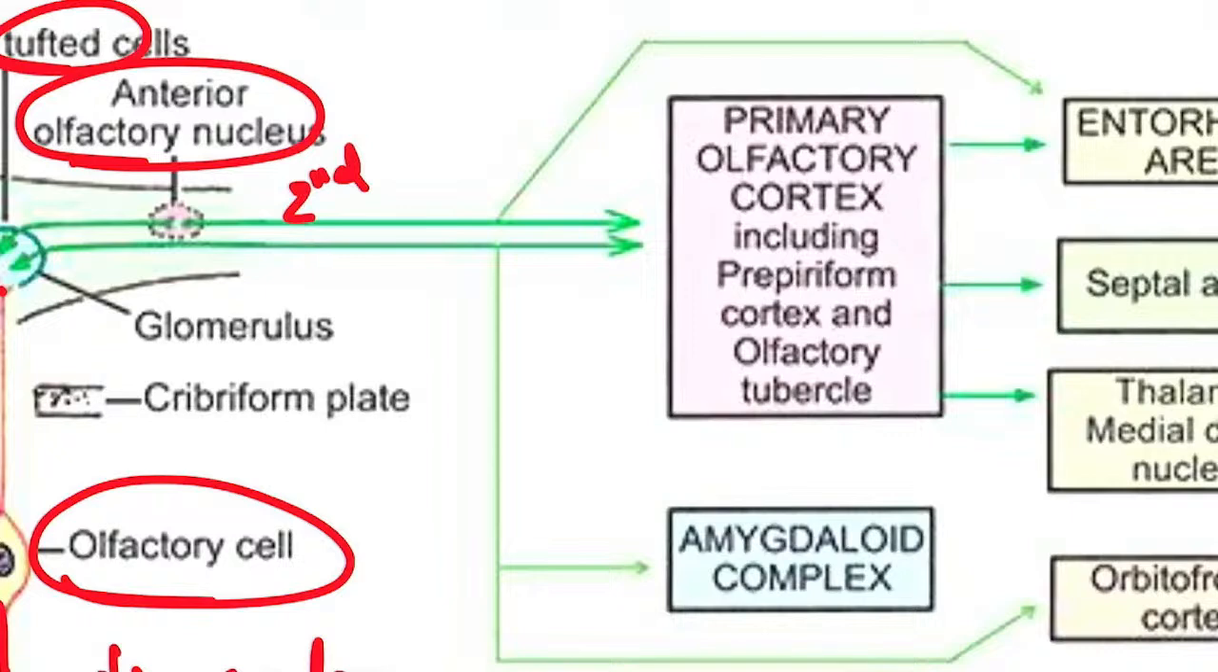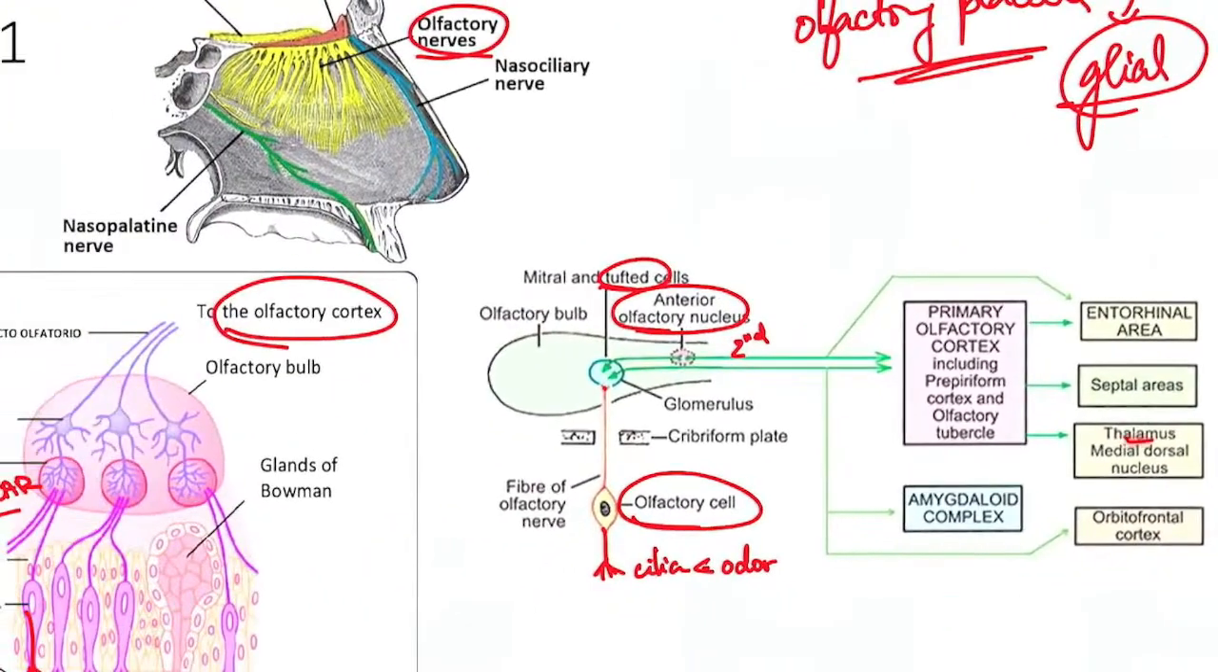And here you need to remember other efferents also go into the amygdala. It also goes into the other portions, that is the thalamus, septal area, entorhinal area and orbitofrontal cortex. All these portions also get efferents from the olfactory bulb. Why the orbitofrontal cortex? Because once you get a smell, later on, if you see that object, you will remember that smell, right?